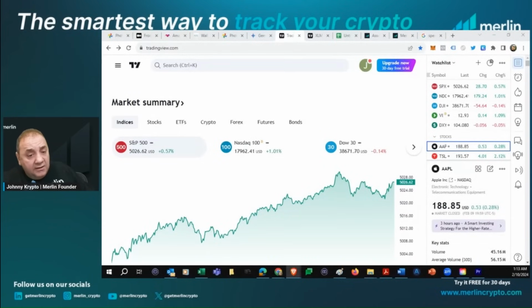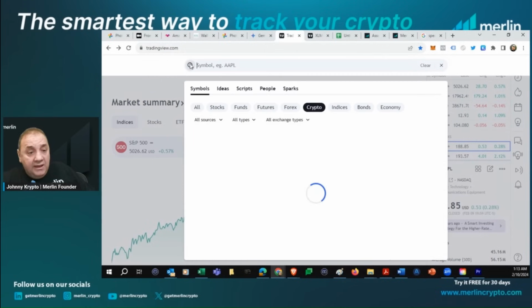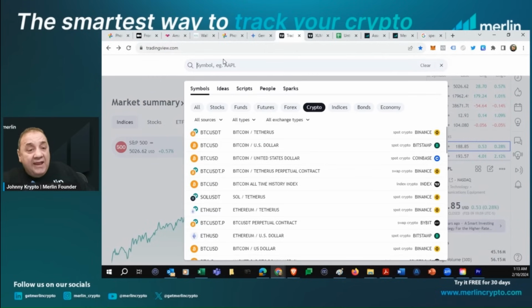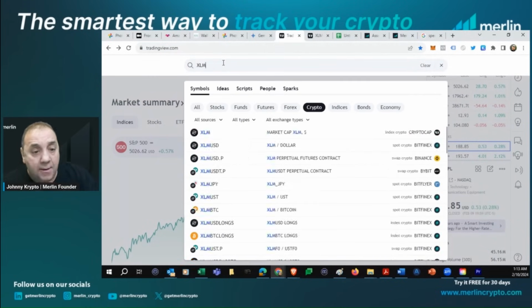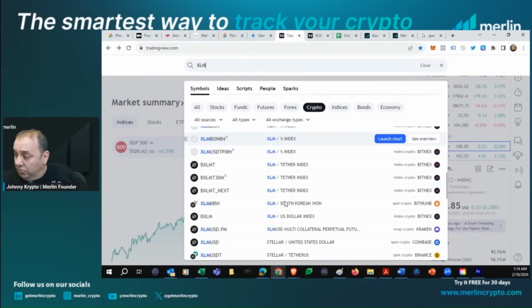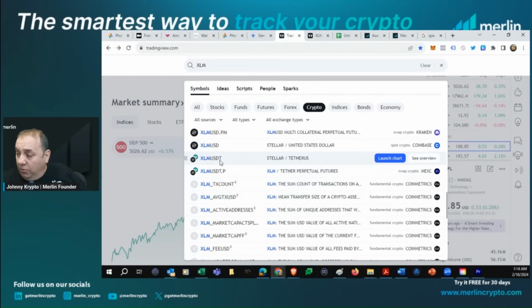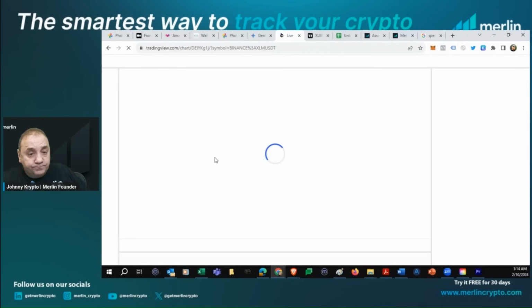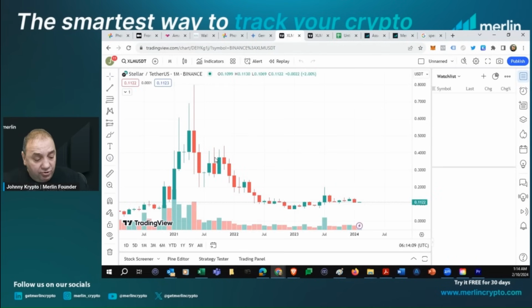Okay, now that we're logged in, you can see here, you can enter any crypto you like, or any coin, or any stock for that matter, that you want to track. In this case, we're going to use XLM as an example. So we're going to type in XLM, the coin that we want to create an exit target for. And we're going to scroll down. I like to look for the XLM USDT pair, and I like to use the one on Binance. So I click this here, and now you see it's going to load the chart.